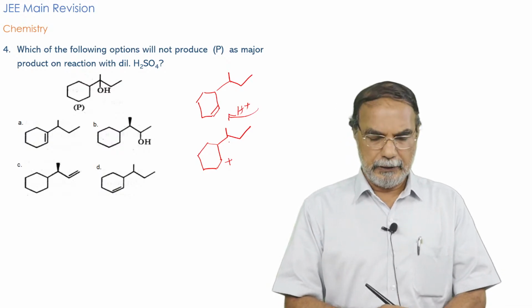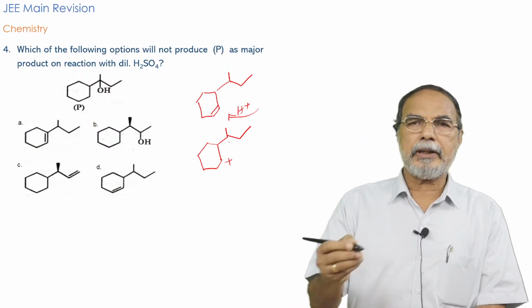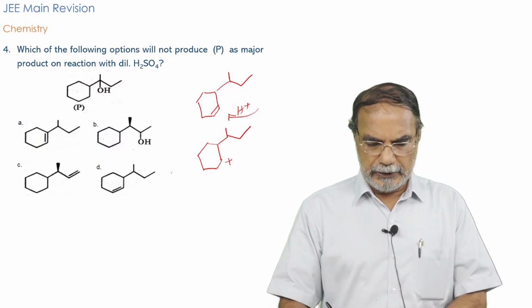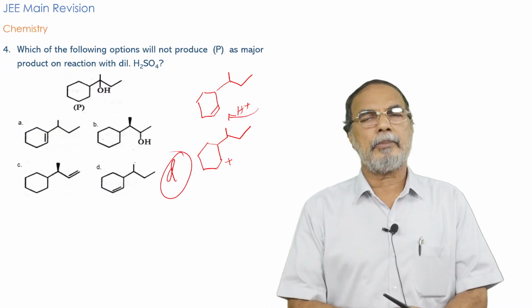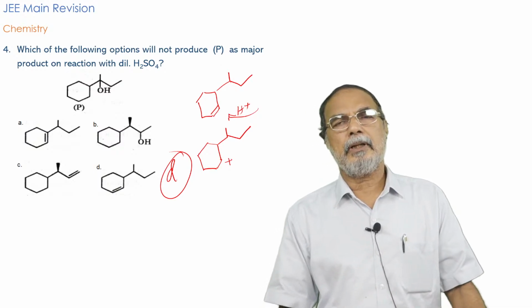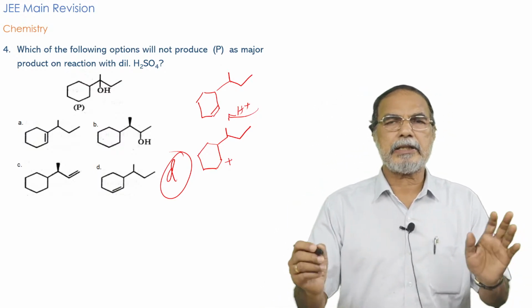So the compound which does not produce P on reaction with the dilute sulfuric acid is option D. Option D cannot give the product P on reaction with dilute sulfuric acid. I hope you understand the point.